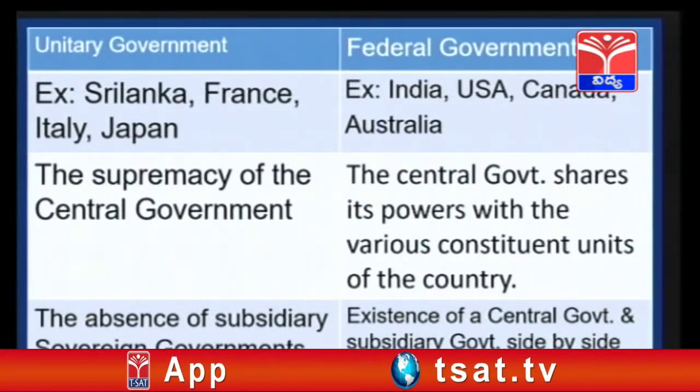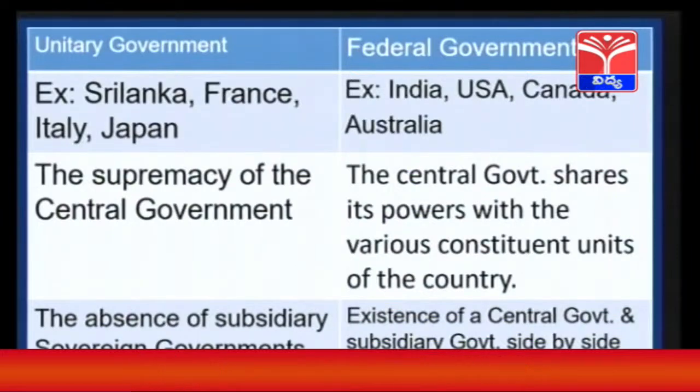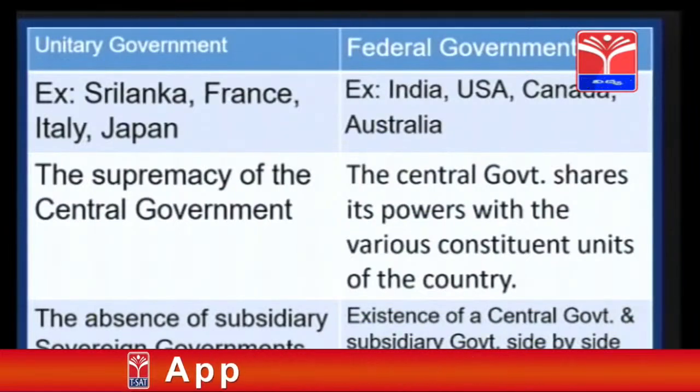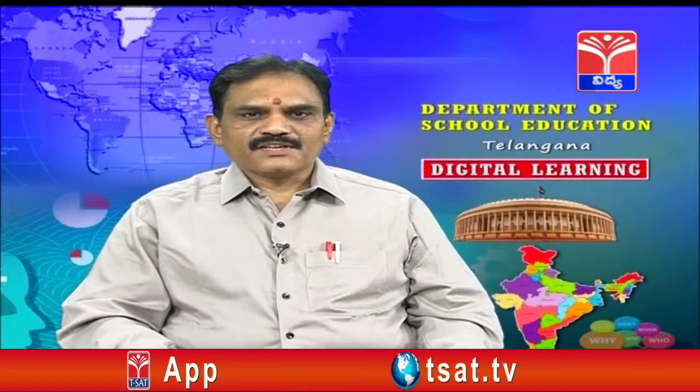That is a central government. So that is what the supremacy of the central government will be. But on the other hand, if we see the federal government, the central government shares its powers with the various constituent units of the country. Here, various units means the state government and local self-governments also.